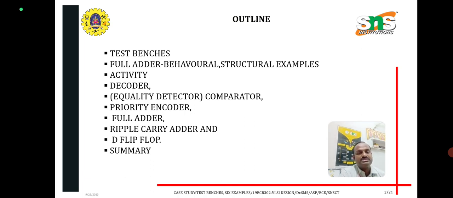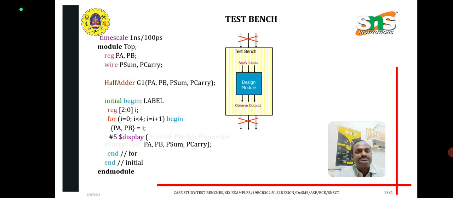We will see the following examples: decoder, equality detector, comparator, priority encoder, full adder, ripple carry adder, and the D flip flop. First, test benches: we need to apply the inputs using our test bench. We create the inputs based on our convenience and apply them to the design module, and based on this we can observe the outputs. That is called the test bench.